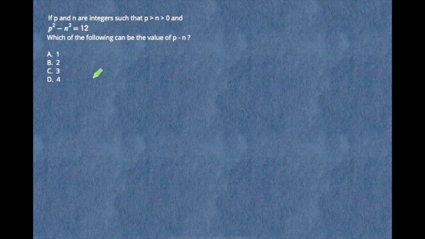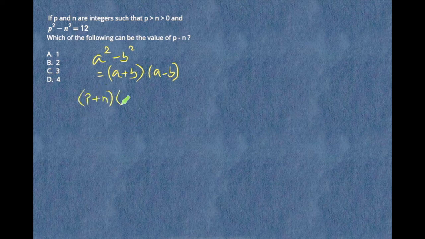For solving this problem, we need to know one of the important formulas, a square minus b square. So a square minus b square equals a plus b times a minus b. That's the exact formula which we'll be using to solve this problem. So now you use the a square minus b square format for p square minus n square: p plus n times p minus n equals 12.